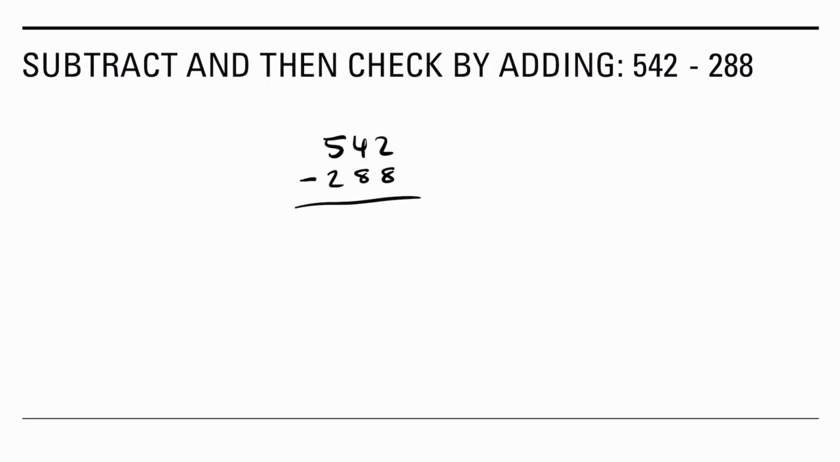So 2 minus 8, can't do it. Make that a 3, make that a 12. So 12 minus 8 is 4. 3 minus 8, also can't do that. We have to borrow again. So then 13 minus 8 is 5, and then 4 minus 2 is 2. So then if we want to add again, we would go 254 plus 288.